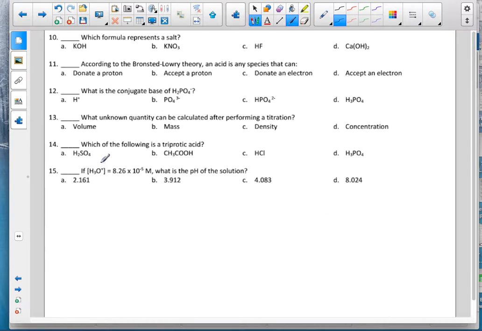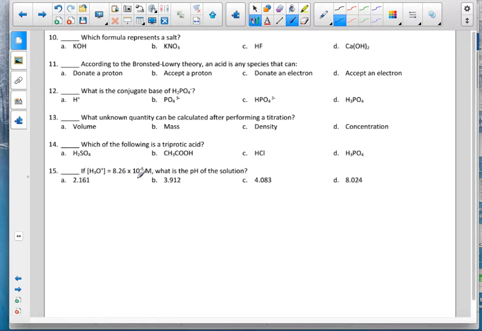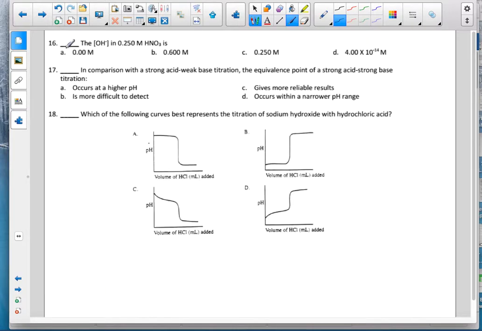Next one, 15. She's giving you H3O plus. What is the pH of the solution? Well, remember pH land. If you have H3O plus, anytime you just take the negative log of it, you get pH. So all I have to do in my calculator is take 8.26 times 10 to the negative fifth, take the negative log of it, and you should get C. Now, remember when it starts, that has 3 sig figs on top. That will become decimal places on the bottom. So that's why you have 3 decimal places in your answer there.